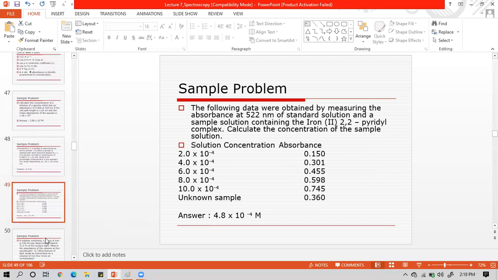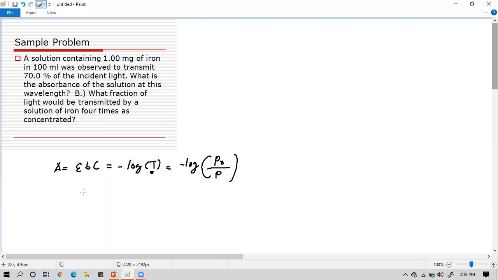In order to calculate the absorbance of that sample, we just do A equals negative log T. Divide the 70% by 100, that is negative log of 0.70. The answer here, guys, is 0.155, or 0.1549.